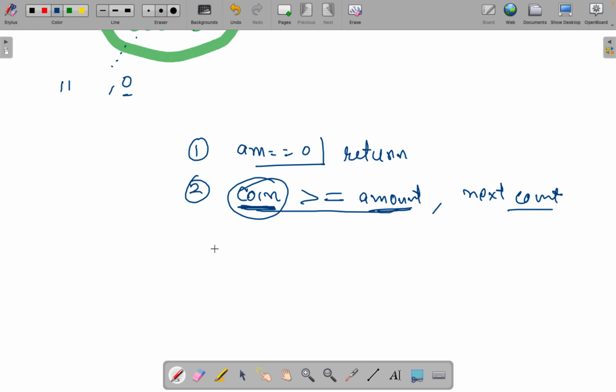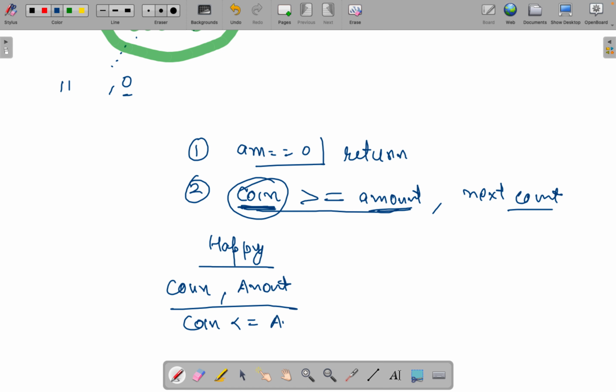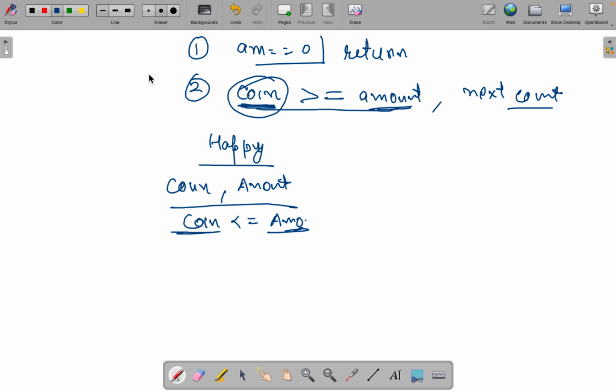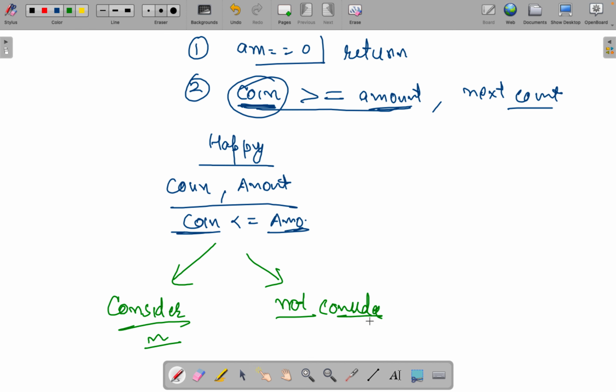Okay, so there are two cases. The first is the happy case. And what is the happy case? Happy case is there is a coin and there is an amount. In that case the coin value should be less than or equal to the amount. If the coin value is less than or equal to the amount, then we have two things. First, we can consider that coin, right, any number of times. And the second thing is not consider. If we do not consider this coin, then also we get the answer, right?